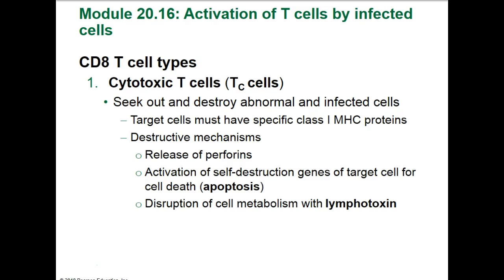The cytotoxic T cells, they seek out and destroy abnormal and infected cells. And again, your cytotoxic T cells have what's called CD8 receptors that look for MHC1 complexes with the antigen, which means this is your normal cells, but they're infected. And what they're going to do, they're going to release perforins that perforate. You're going to have activation of self-destruction genes of the target cell for death, which is apoptosis. And we're going to have disruption of cell metabolism with lymphotoxin.